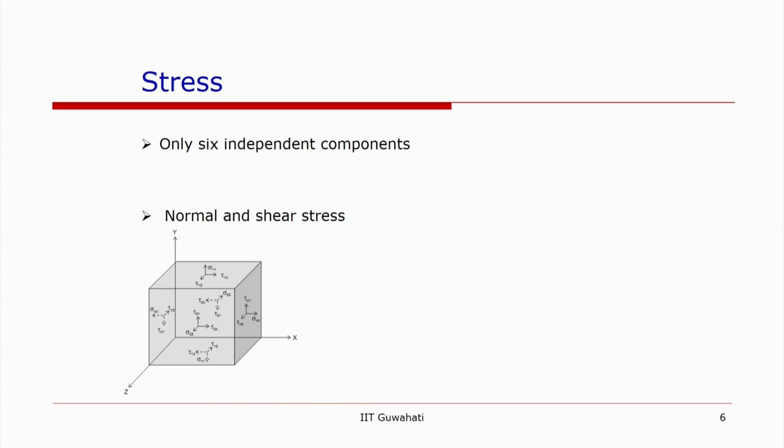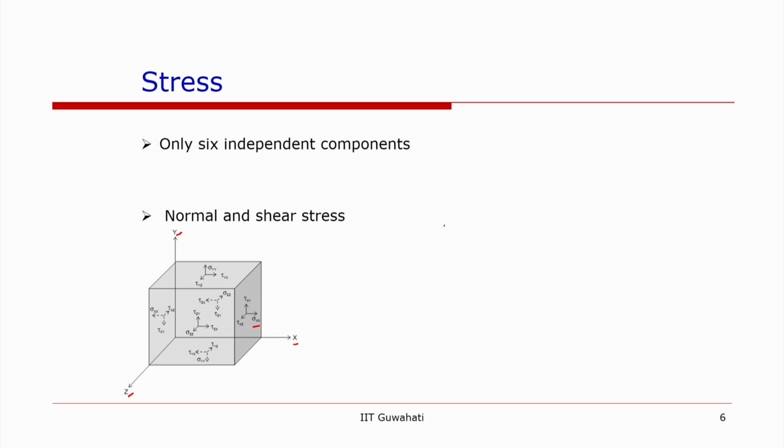Okay. Now, in this representation, on a cubic element, different components of stresses are shown. So it's in the Cartesian coordinate system x, y, and z. So let us take one component here on this surface. You can see that sigma xx.